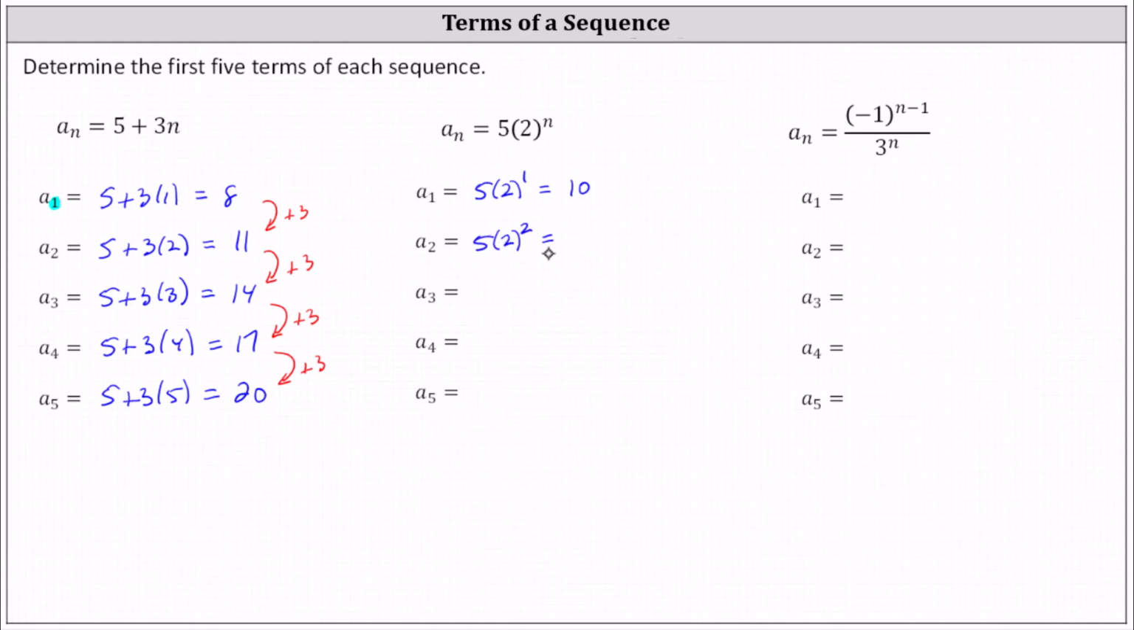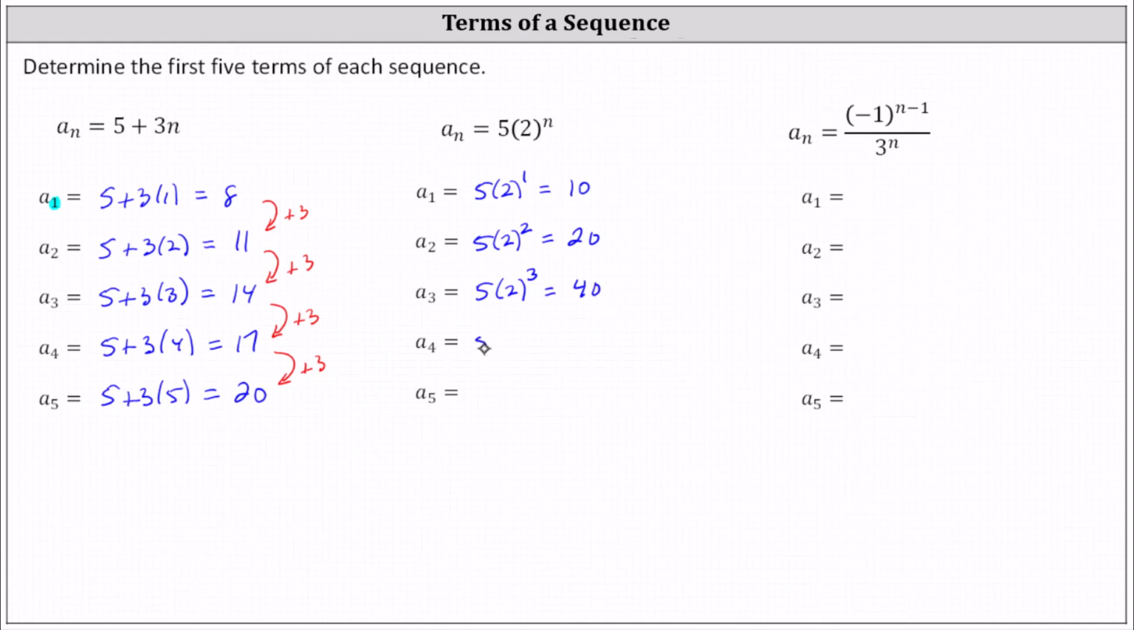Again, following the order of operations, we simplify the exponents first. 2 squared is 4. 5 times 4 is 20. A sub 3 is equal to 5 times 2 cubed. 2 cubed equals 8. 5 times 8 is 40. Again, we may recognize a pattern. 10 times 2 is 20. 20 times 2 is 40, which indicates a sub 4 is going to be 40 times 2 or 80.